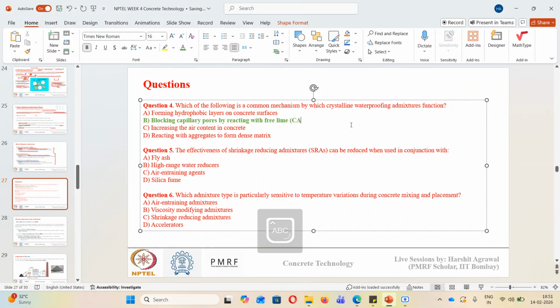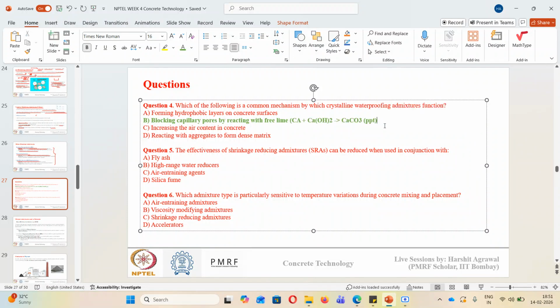These crystalline admixtures penetrate inside concrete and react with the free lime, calcium hydroxide, which is present inside concrete, and convert it into CaCO3. Once this free lime is converted into CaCO3, we know CaCO3 is a solid product, so it is a precipitate. This precipitate blocks the pores inside concrete, and as they block the pores, they won't allow water to penetrate deep inside concrete. So this is the working of a crystalline admixture.